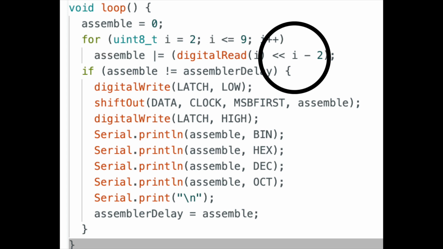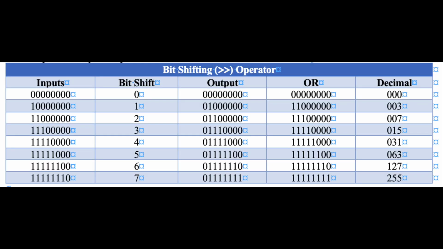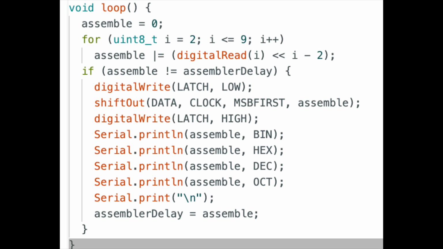is 0. Then, bits are shifted using the bitwise OR operator as each input is being read, either low or high. Here is the table demonstrating the OR bitwise operator with the values shown in binary and decimal. Once that binary value has been shifted to the left, latch is set low. Then it is shifted to the serial monitor.